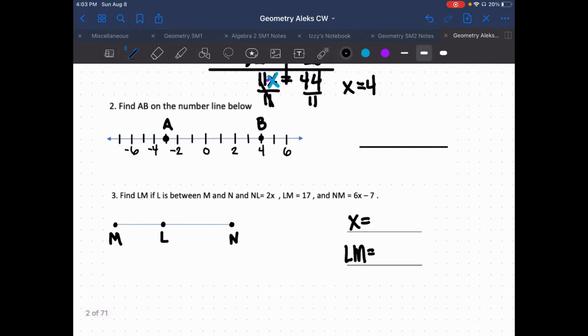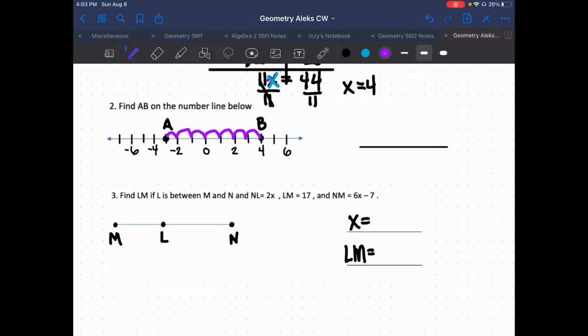All right, let's go ahead and take a look at question number 2. Question number 2 is going to ask you to find the distance from A to B on the number line. Notice there's no bar over the top, so they're simply asking you to find the distance or the length between A and B. All you have to do for this one is count. 1, 2, 3, 4, 5, 6, 7.